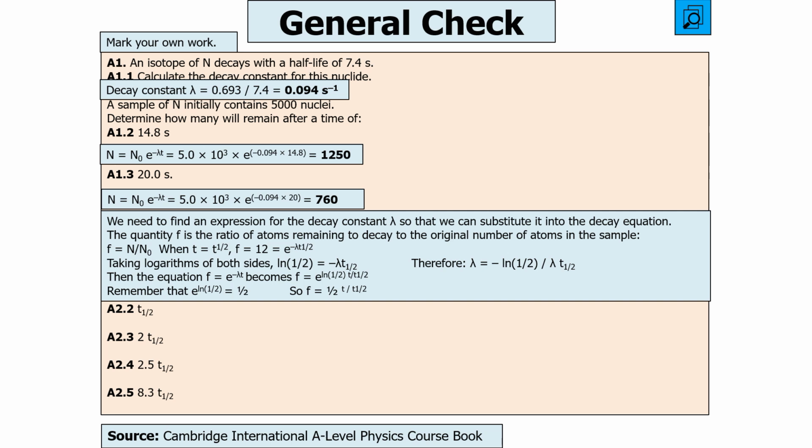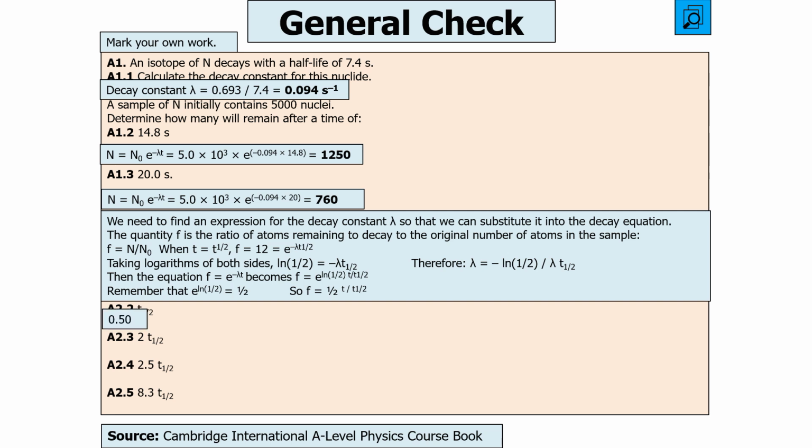Now in the next one, we can find an expression for the decay constant which we can sub into the decay equation. So the quantity F is going to be the ratio of the atoms remaining to the original atoms of the sample. So we can say F equals N over N0, where t equals a half-life. So therefore F is going to be equal to a half equals e to the minus lambda t, where t is a half-life. So take natural logs of both sides. So therefore we can say F is equal to e to the power log a half times t over the half-life. We can then work it all through, so F equals a half to the power of t over the half-life. So after one half-life, a half is remaining.